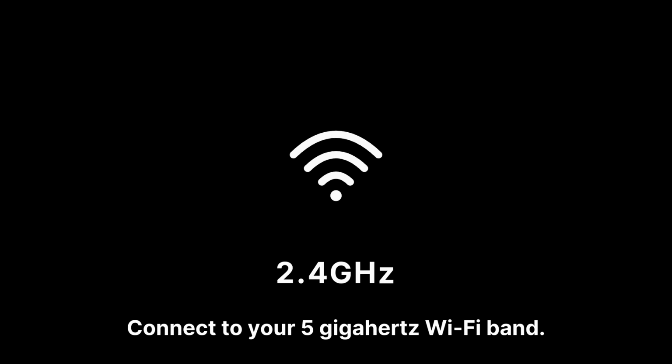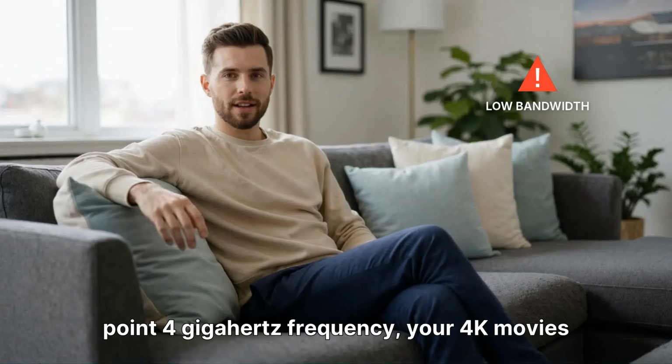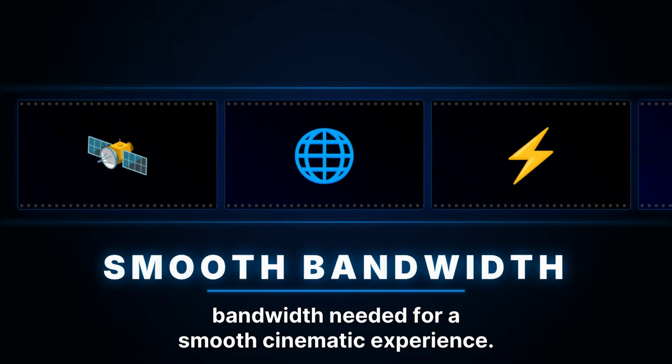Step 9. Connect to your 5 GHz Wi-Fi band. If you are still using the 2.4 GHz frequency, your 4K movies will constantly buffer. The 5 GHz band provides the high bandwidth needed for a smooth cinematic experience.